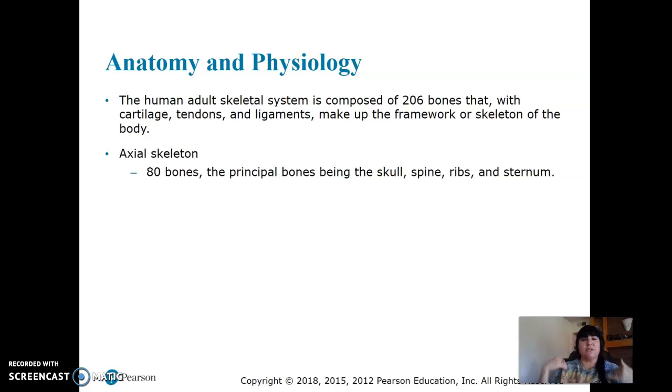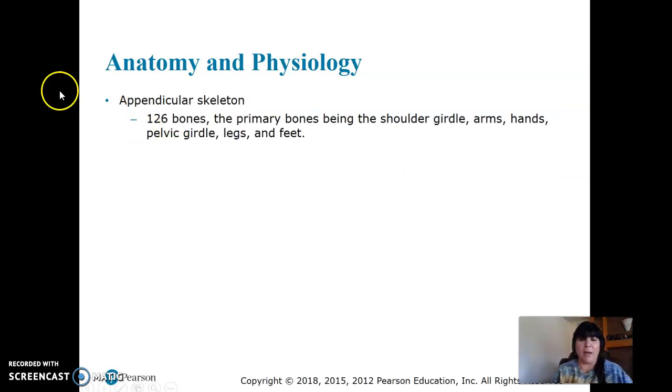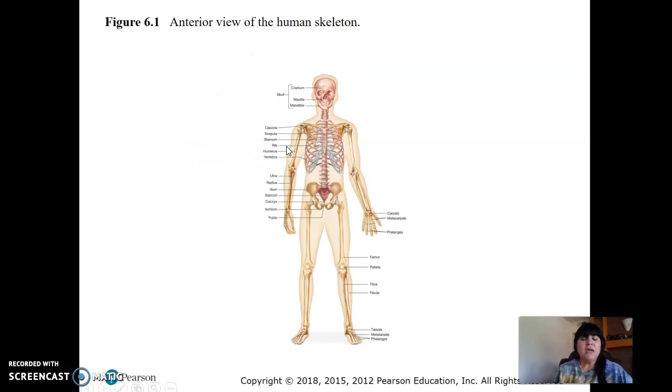So the skull, vertebral column, rib cage. Appendicular, we're talking about the bones of the arms and the legs. So appendicular, prime bones, shoulder girdle, arms, hands, pelvic, legs, and feet. So here is a picture of the skeleton. So they have it labeled. So some of the things that are labeled, you have your skull, you have your vertebral column, rib cage, that's the axial skeleton. Appendicular is over here.